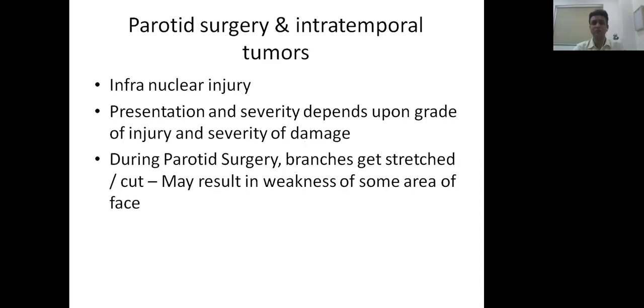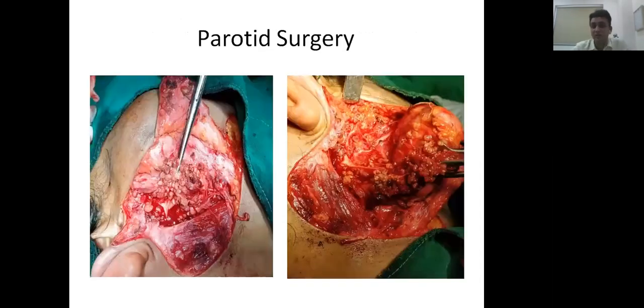Parotid surgery and intratemporal tumors. Okay, there are very few intratemporal tumors, especially meningioma and acoustic neuromas, which develop near these. Okay, in parotid surgery, what happens? There are branches of the facial nerve.